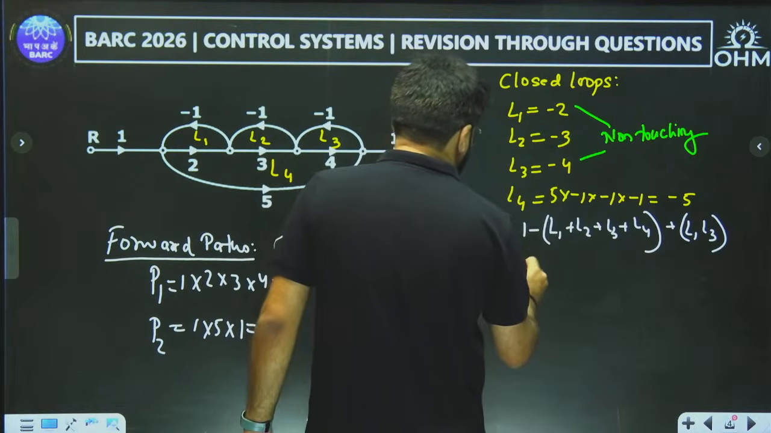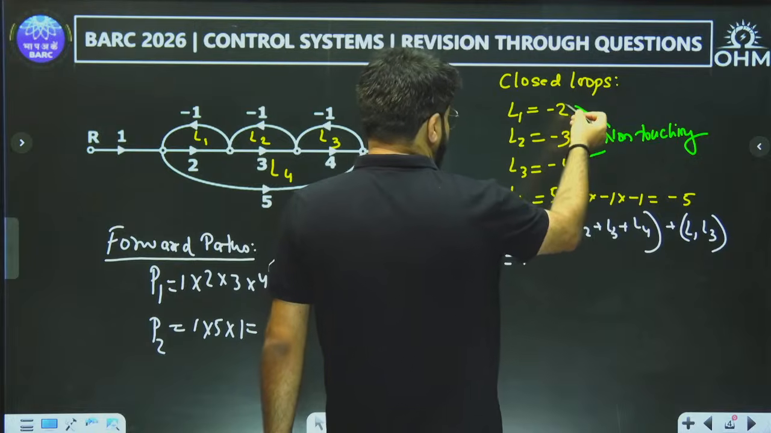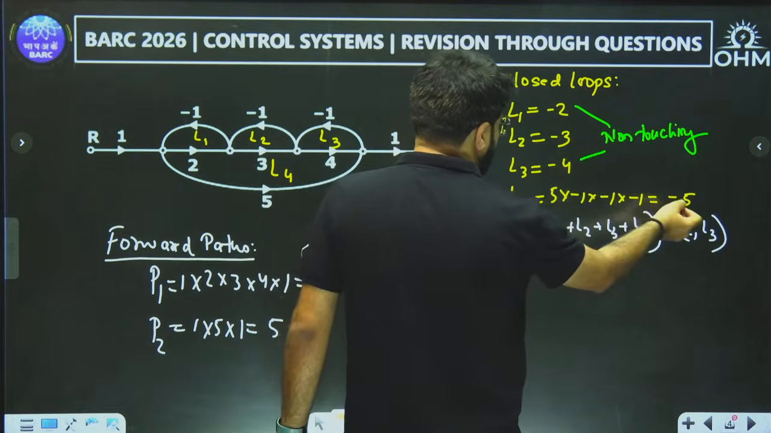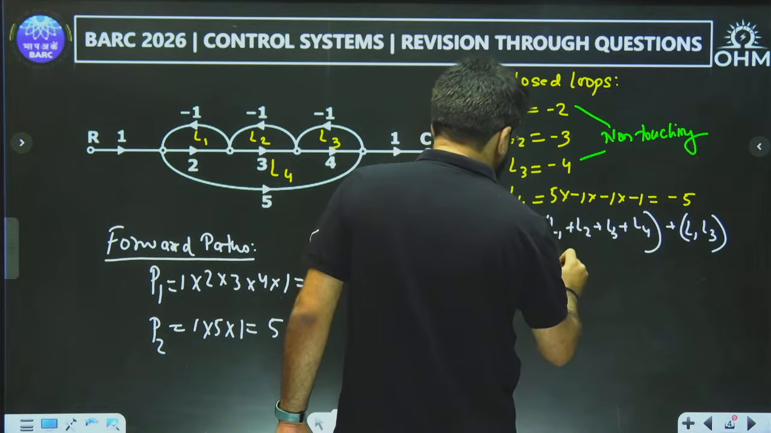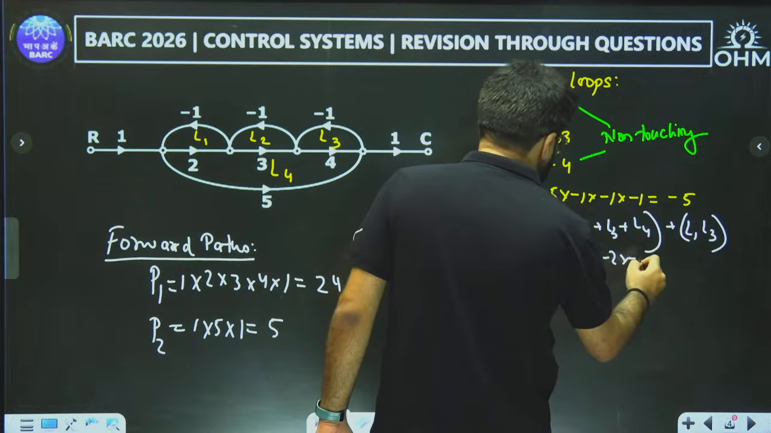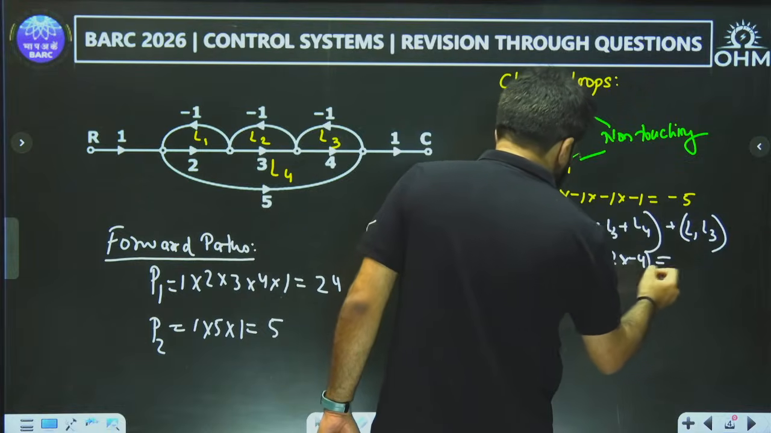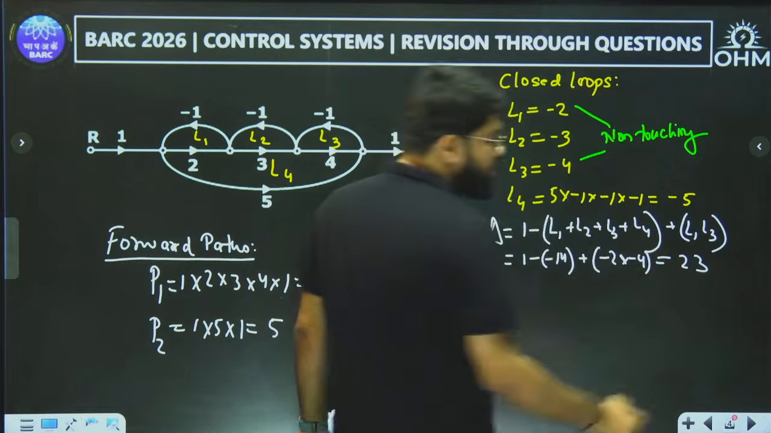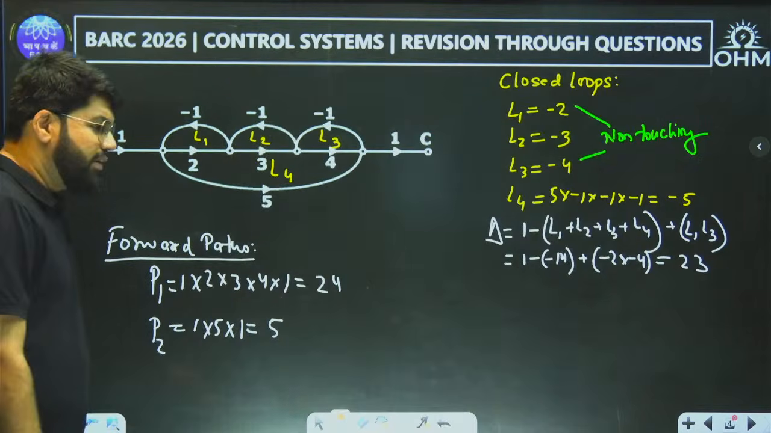Feeding down the data: 1 minus, now L1 plus L2 plus L3 plus L4 total is how much? Minus 9 minus 5, minus 14. Total sum is minus 14, and plus L1 L3. What is L1 L3? Minus 2 into minus 4, so this is 8. This is 1 plus 14, 15, plus 8, 23. The graph determinant value is 23 here.